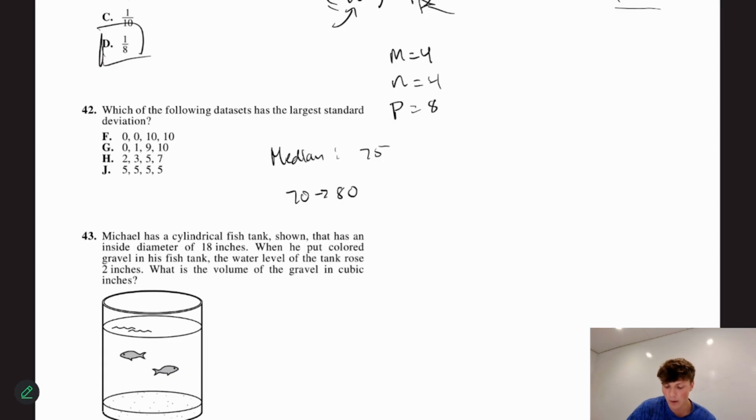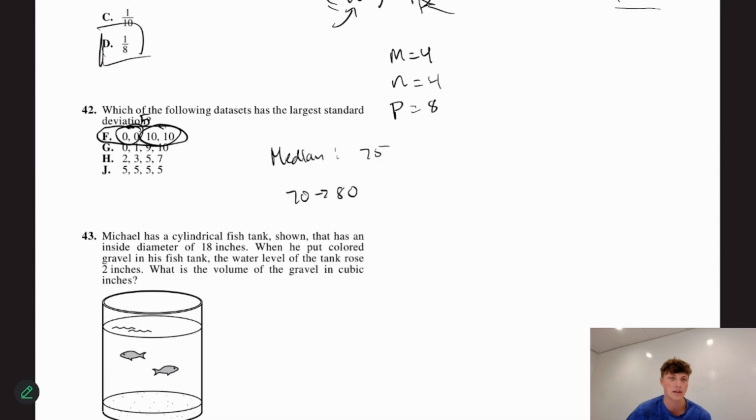What I see immediately is that the median here between 0, 0, 10, 10 is 5. And it looks like we're basically as far as we can get away from 5 without going negative and without really going above into double digits.